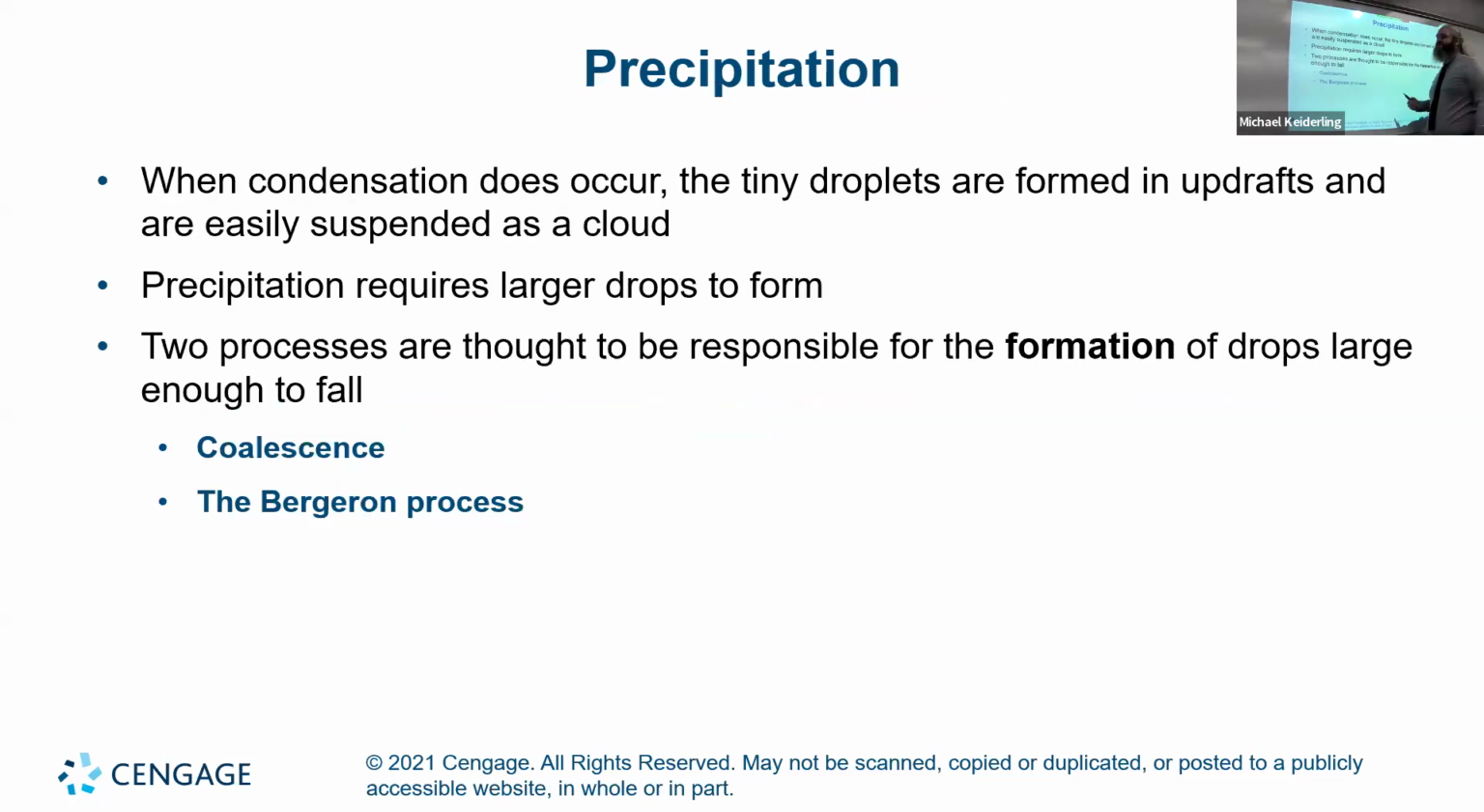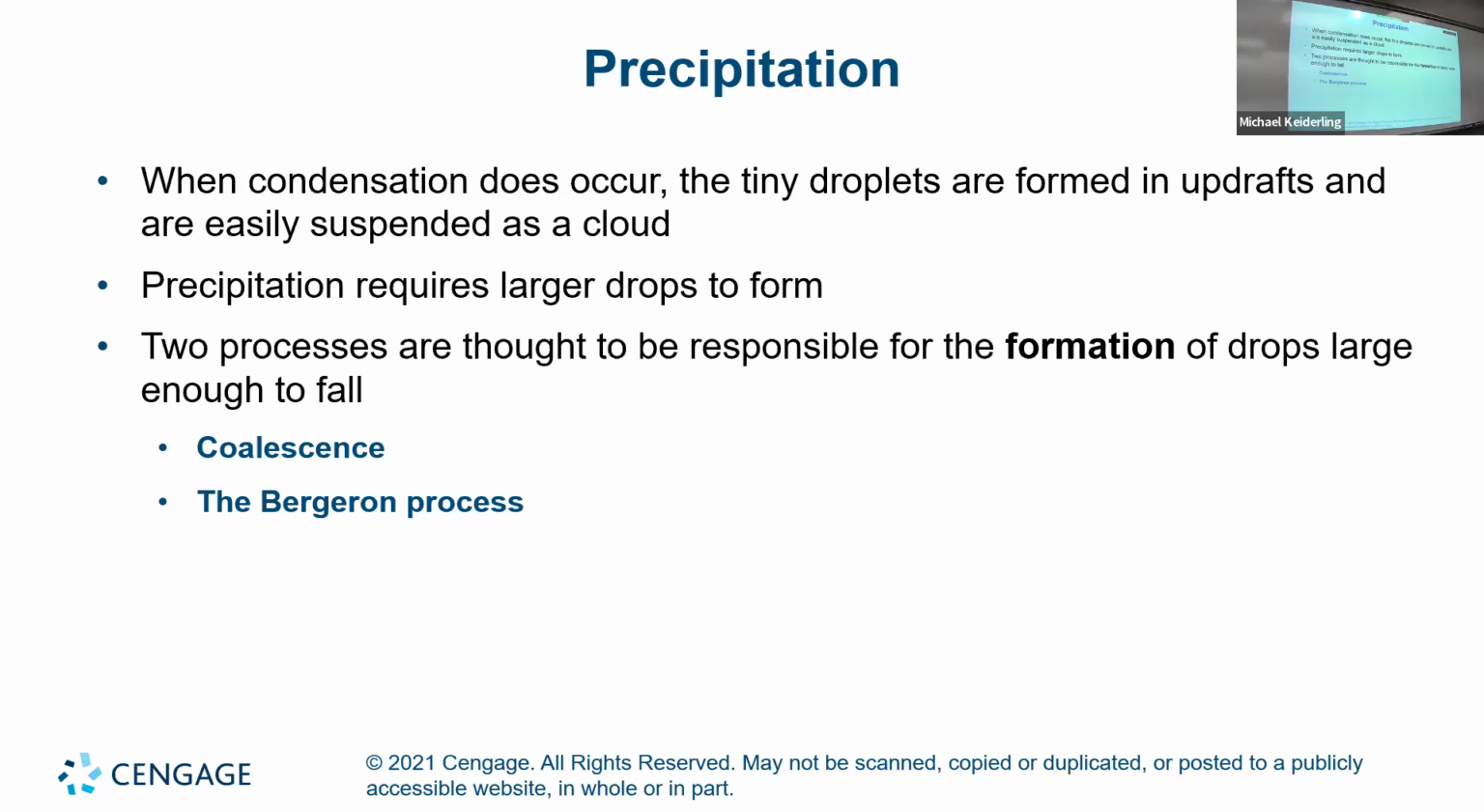So when condensation does occur, these tiny droplets are formed in updrafts and are easily suspended as a cloud. So when condensation occurs most of the time, it's cloud. You see the cloud, happy cloud. For precipitation, for the water to actually fall from the sky onto your head, this requires some process that causes larger droplets to form. Small droplets in a cloud will just stay up there as a cloud. But if larger droplets form, they will fall.